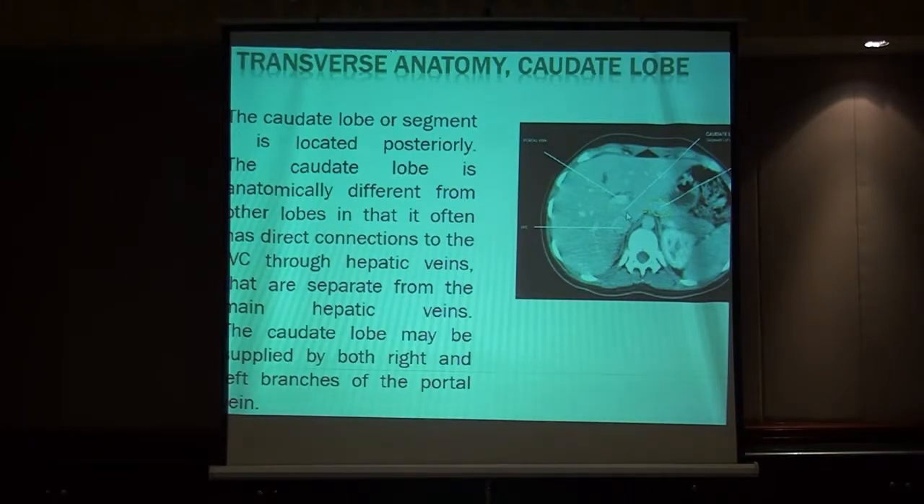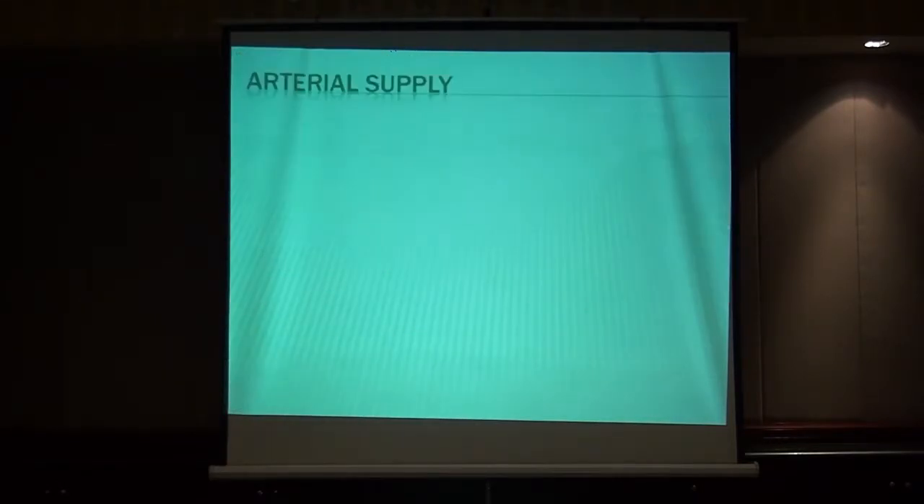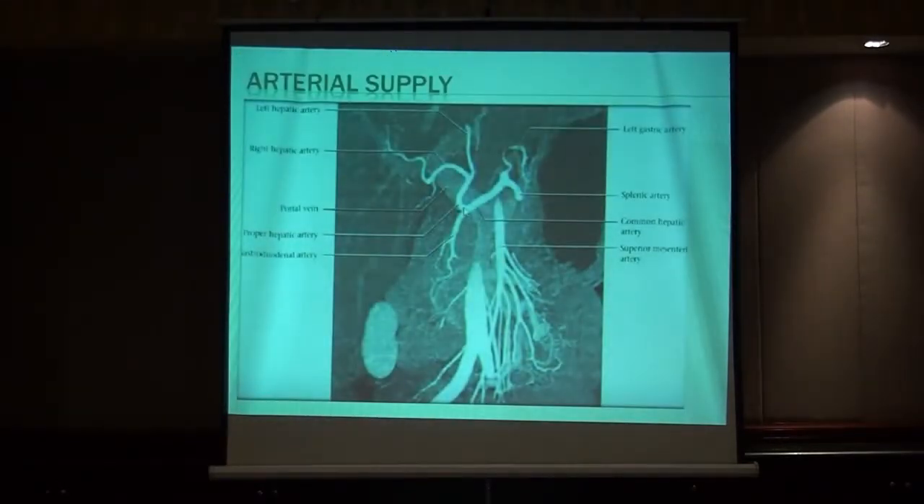The caudate lobe is anatomically different from other lobes in that it often has direct connections to the IVC through hepatic veins that are separable from the main hepatic veins. The caudate lobe may be supplied by both right and left branches of the portal vein. The arterial supply of the liver may arise from the celiac trunk, where the common hepatic artery arises. Then it divides into gastroduodenal artery and the proper hepatic artery.